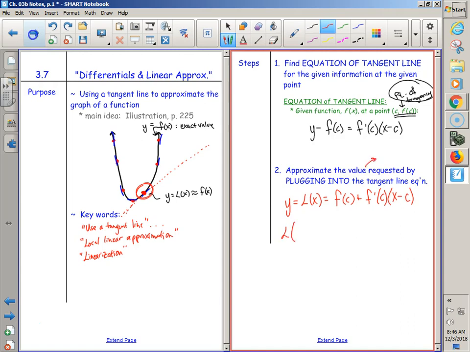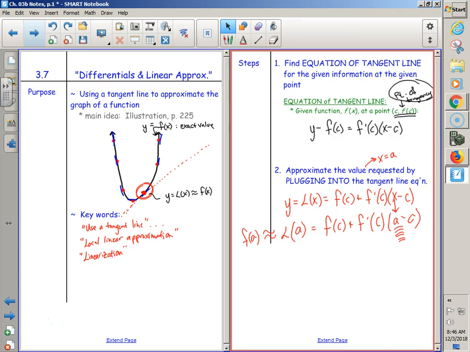Approximate the value requested. X equals a. Find L of a, which is going to help us approximate f of a by plugging in, still using the point of tangency. We have to use the point of tangency. But all that changes in order to make this approximation is we just plug in x is a. And then we can solve all of this. And this is the way that you will be able to get a pretty good approximation for something like the cubed root of 29, square root of 8. Because we know something really close to the square root of 8 and really, really close to the cubed root of 27.